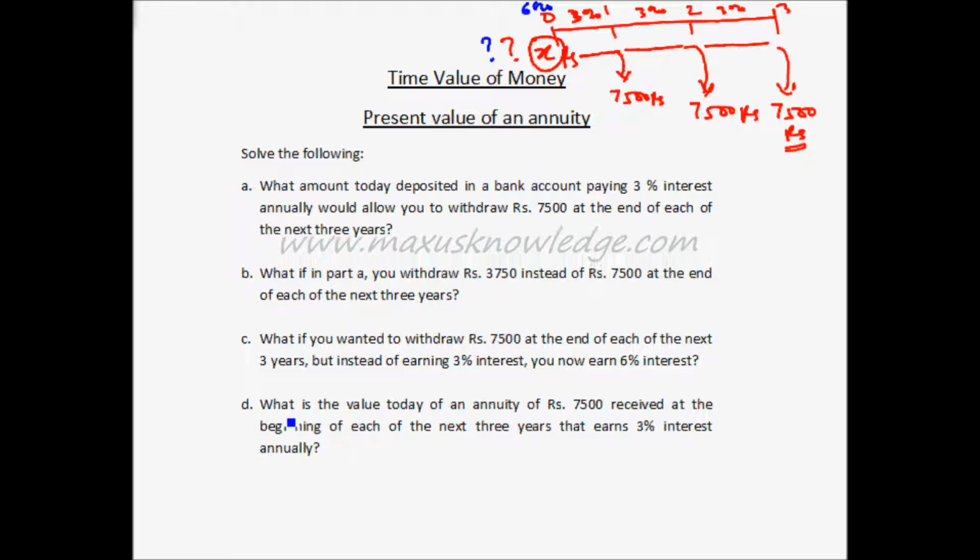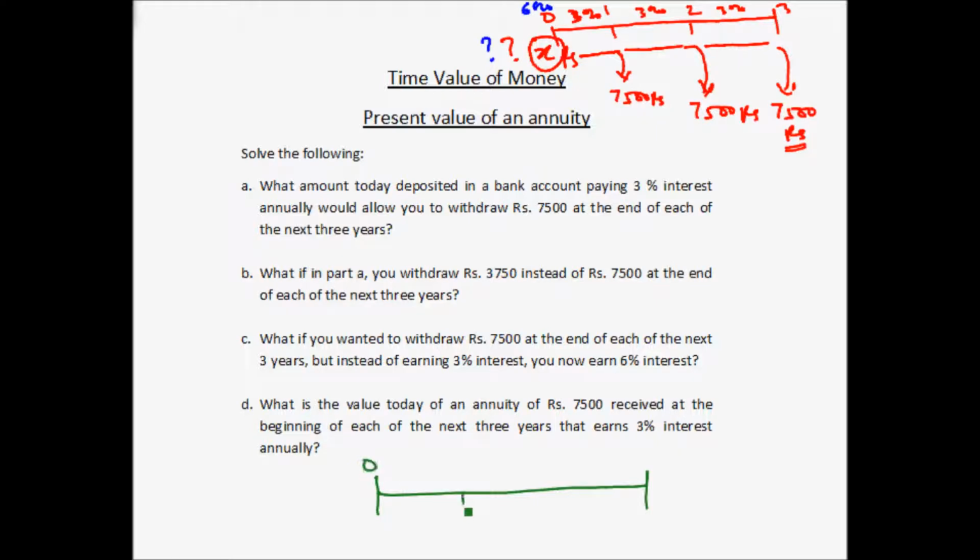And part D says that what is the value today of an annuity of rupees 7500 received at the beginning of each of the next 3 years that earns 3% interest annually. So here we deposited an amount of X rupees at the beginning of the tenure, and we wanted to withdraw 7500 rupees at the end of each of the 3 years. Now what if we want to withdraw 7500 rupees at the beginning of each of the 3 years? So let's see on the time scale what this means.